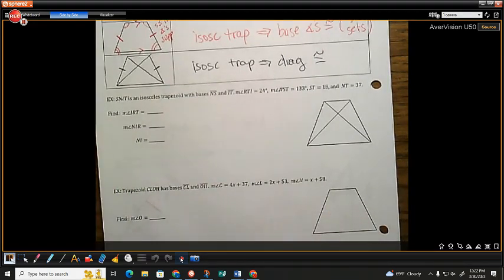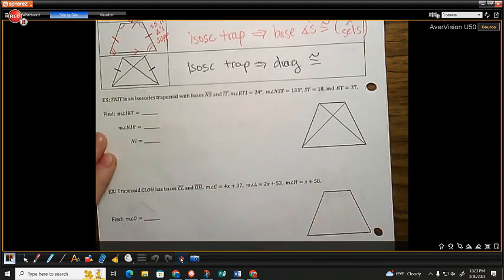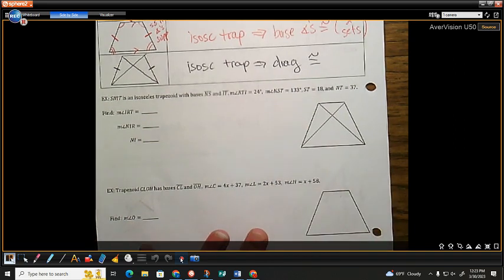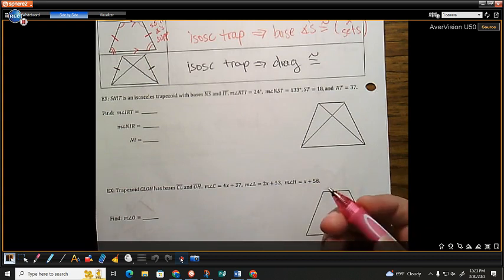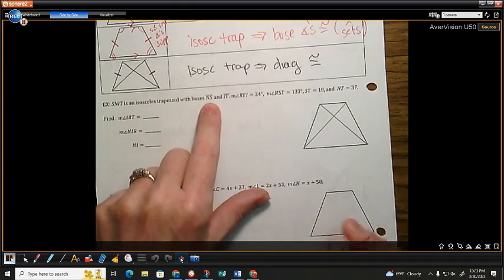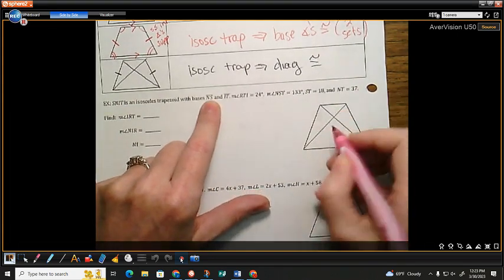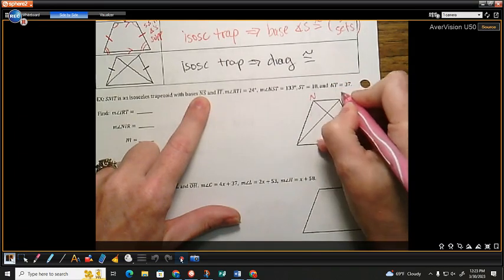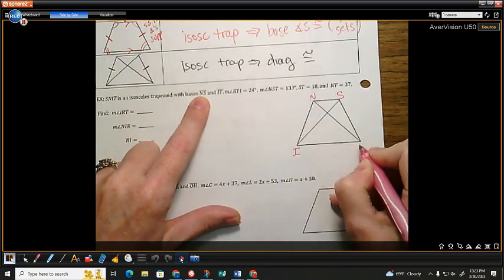Without doing all the work, let's just look at this one real quick. It says SNIT is an isosceles trapezoid with bases NS and IT. Where should we put the letters? In order. Well, one of my bases is NS. Bottom right and then to the left. How about we do it by the bases? One of the bases is NS. The other base is IT.